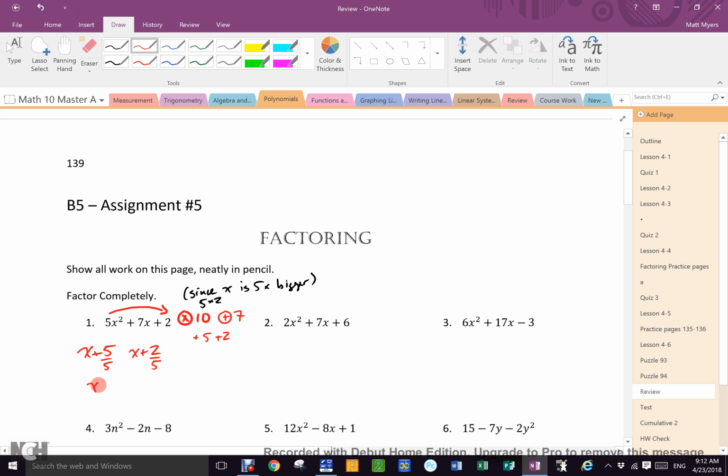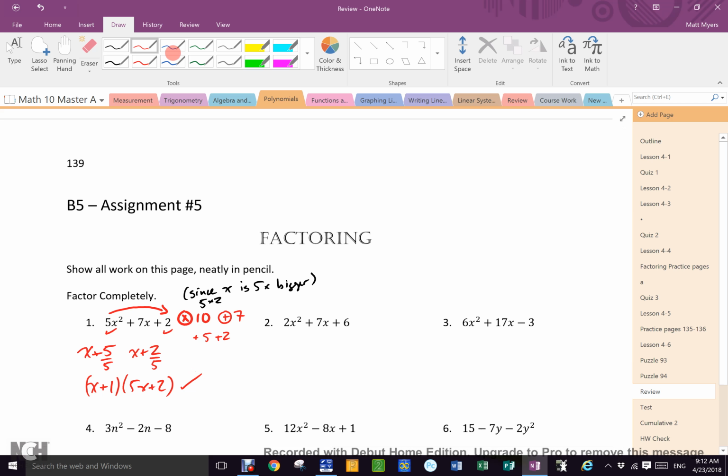5 divided by 5 is x plus 1. That doesn't simplify, so the 5 moves to the front. And then I check. Is x times 5x 5x squared? Yes. Is positive 1 times positive 2 positive 2? Yes. So I'm correct. Right?